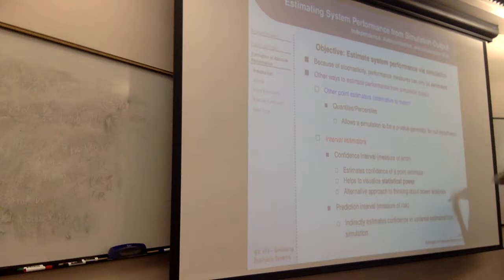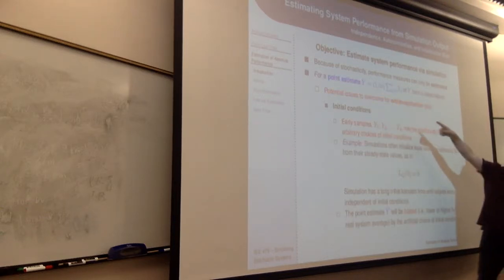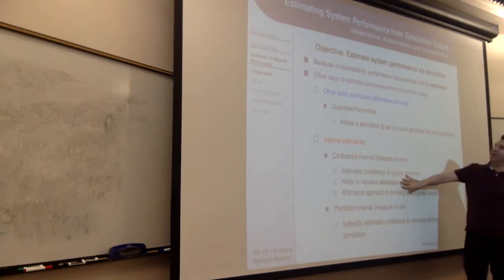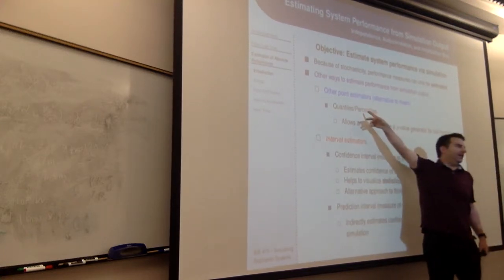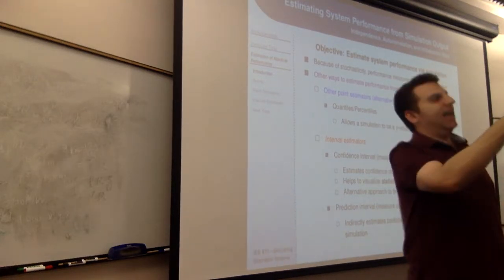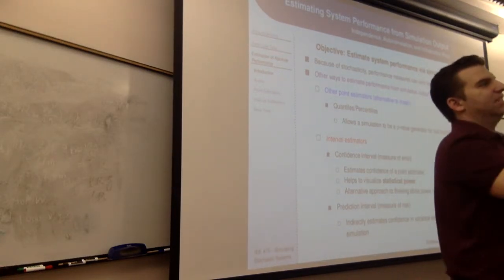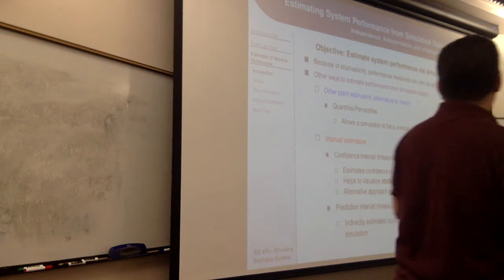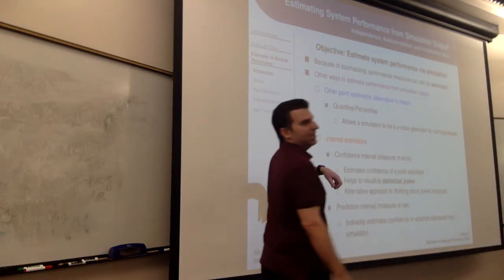Now there are other ways that I can estimate. I don't have to use an average. I don't have to use an arithmetic mean. I can also take quantiles. I can say, what is the value that is above 90% of all values that come out of the simulation? What is the 90th percentile?